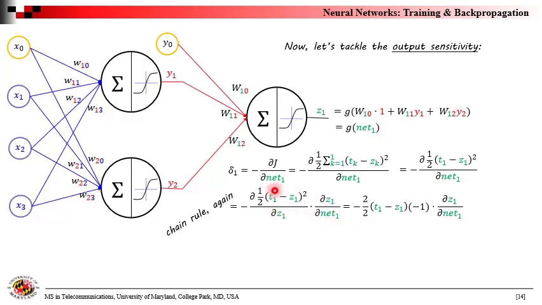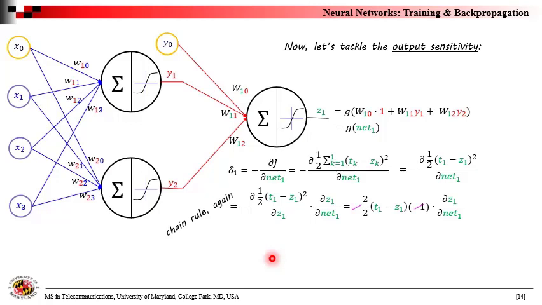Now, the partial derivative of this first term is going to be, well, 1/2 times 2 times the parentheses term, so there's a minus sign there, so it's minus 1/2 times 2 times the parentheses term, times the derivative of what's inside of the parentheses, which is -1. So there's the -1. And we have the other term, derivative of Z1 with respect to net 1. Let's keep going.